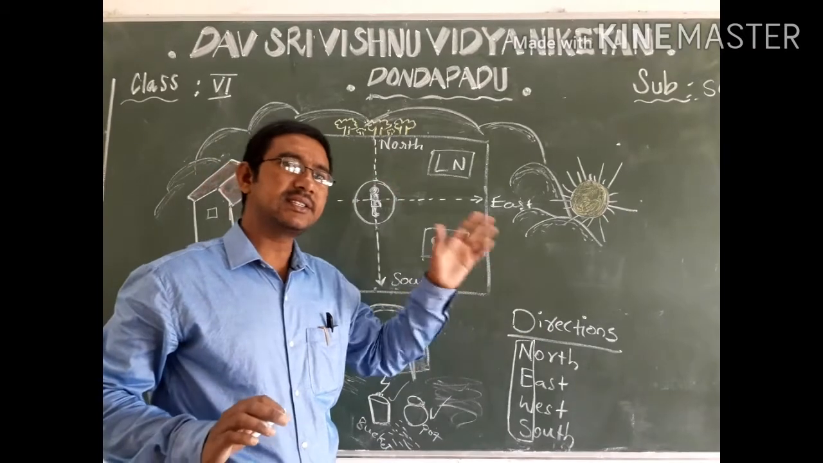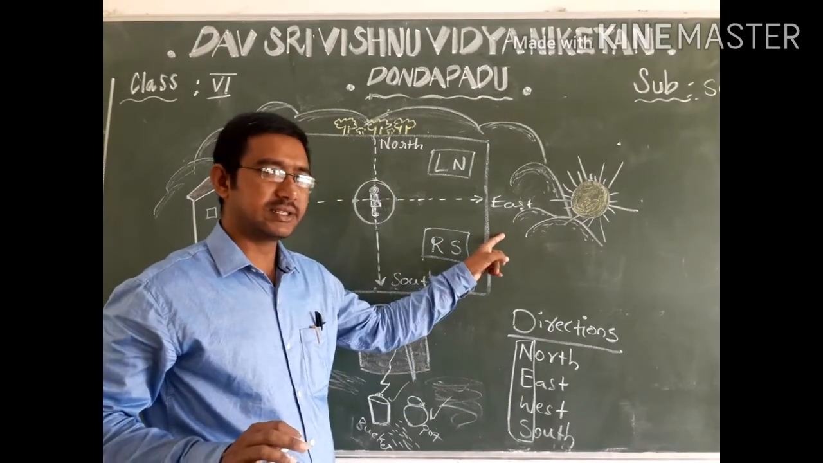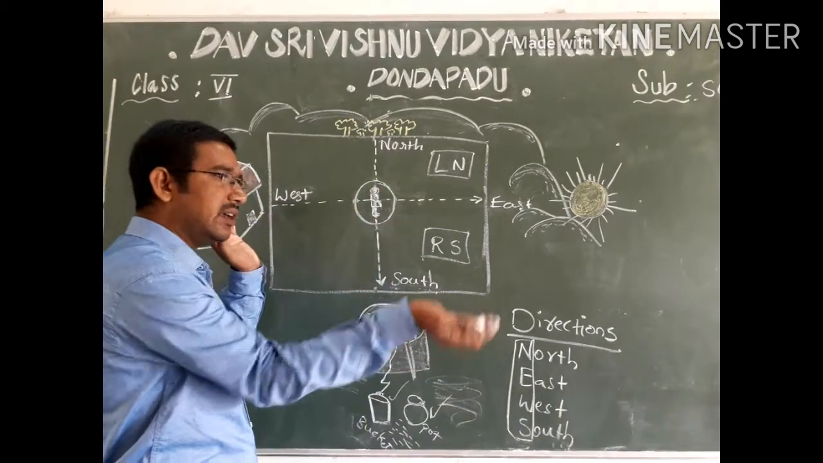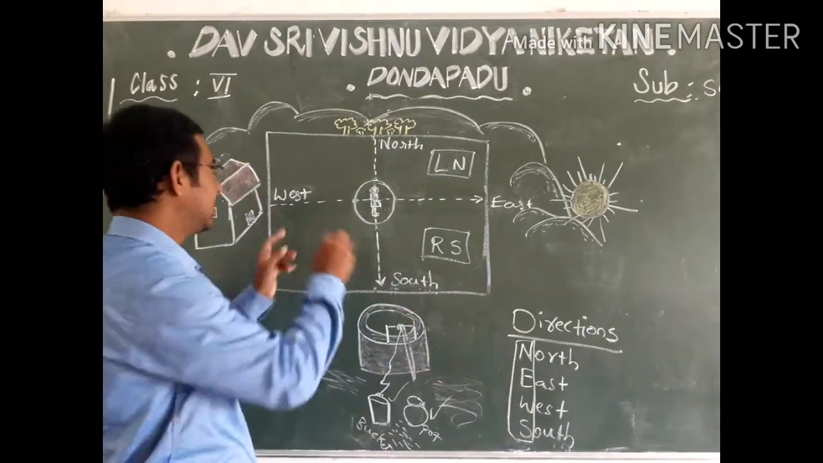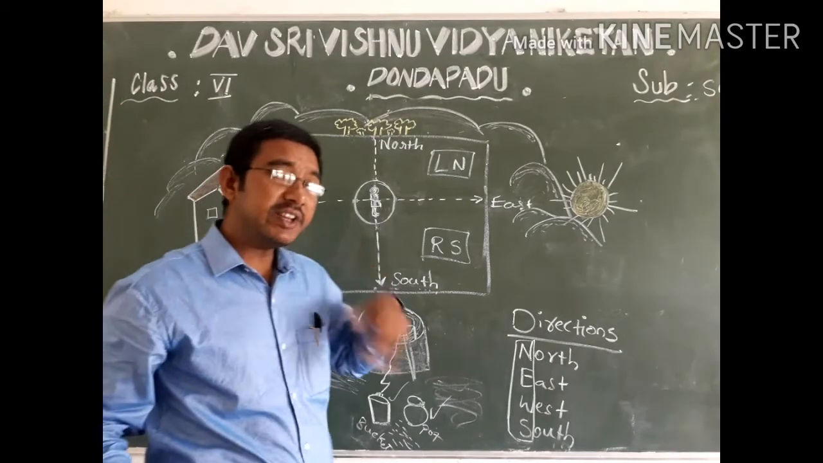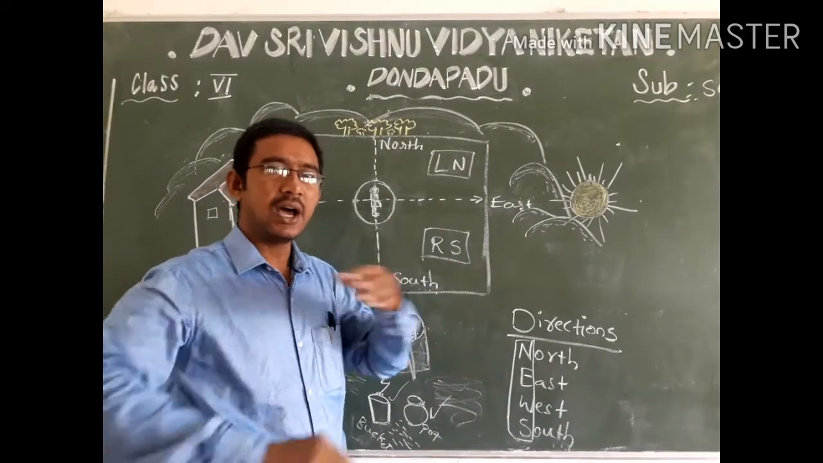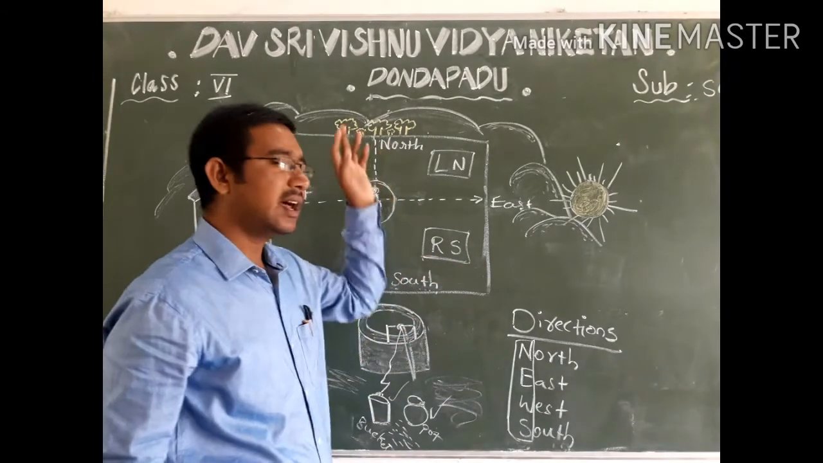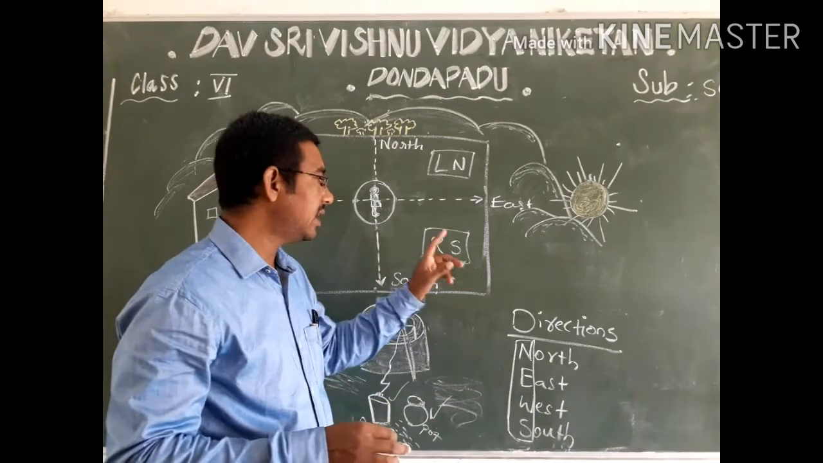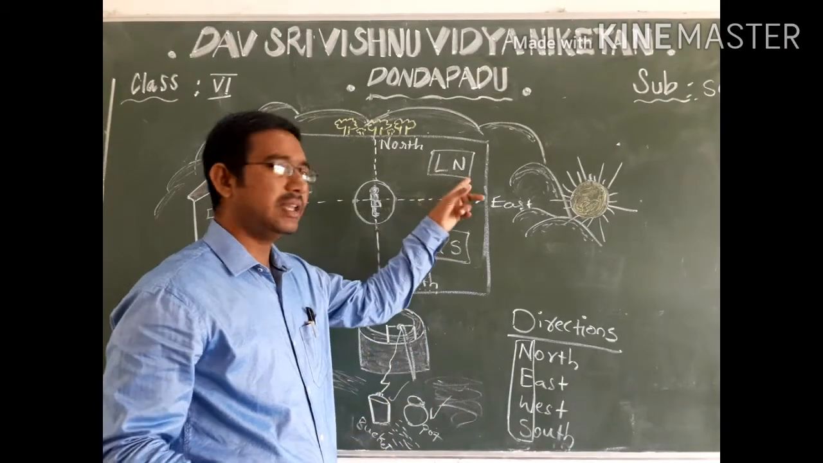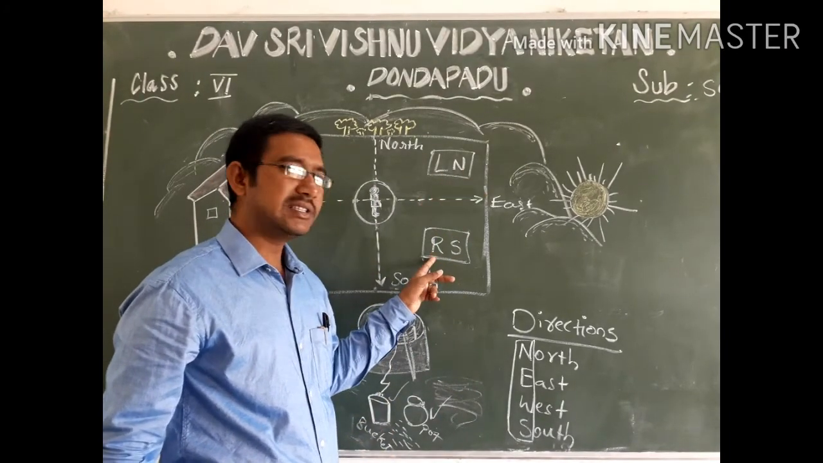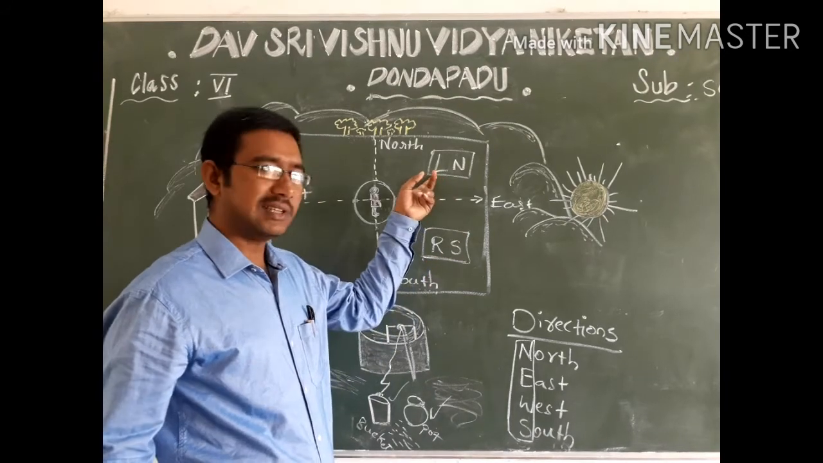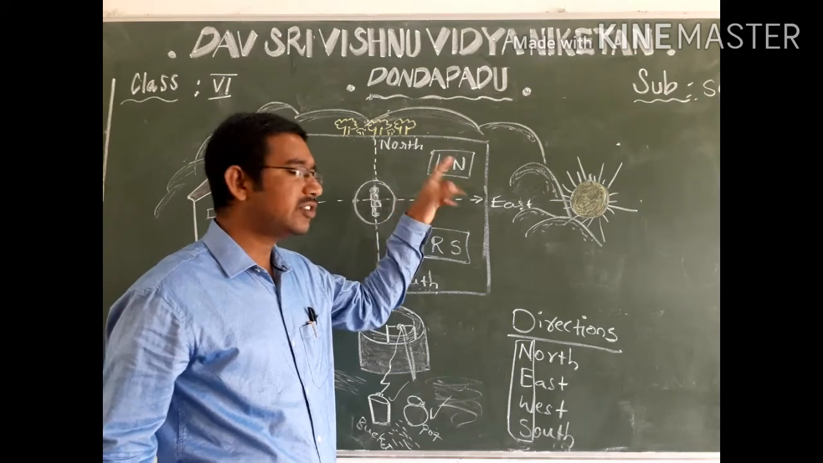Which direction is the sun rising? That is the east. Which is the opposite of the east? That is the west. When we stand towards the east, our right is the south, left is the north. You should remember RSLN. R means right side, S means south, L means left side, N means north.